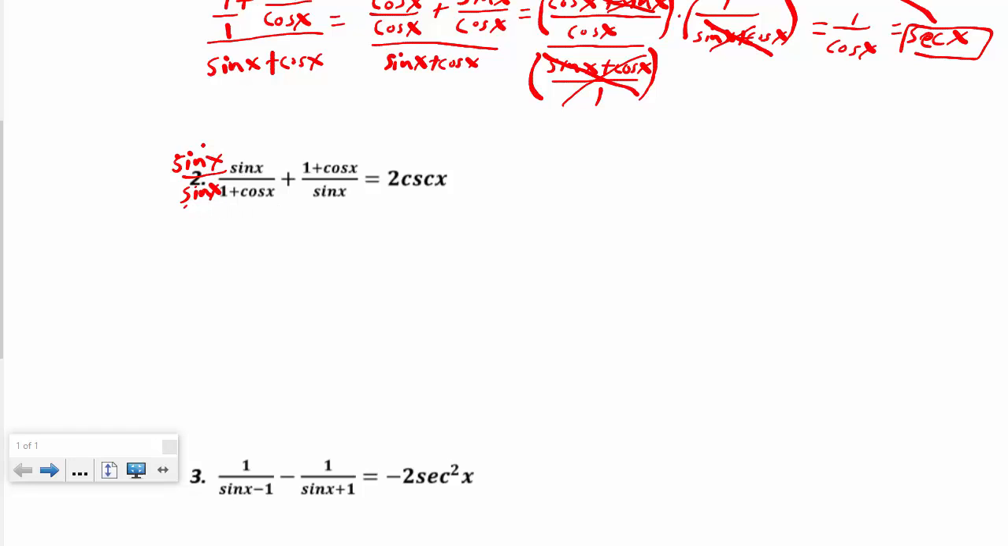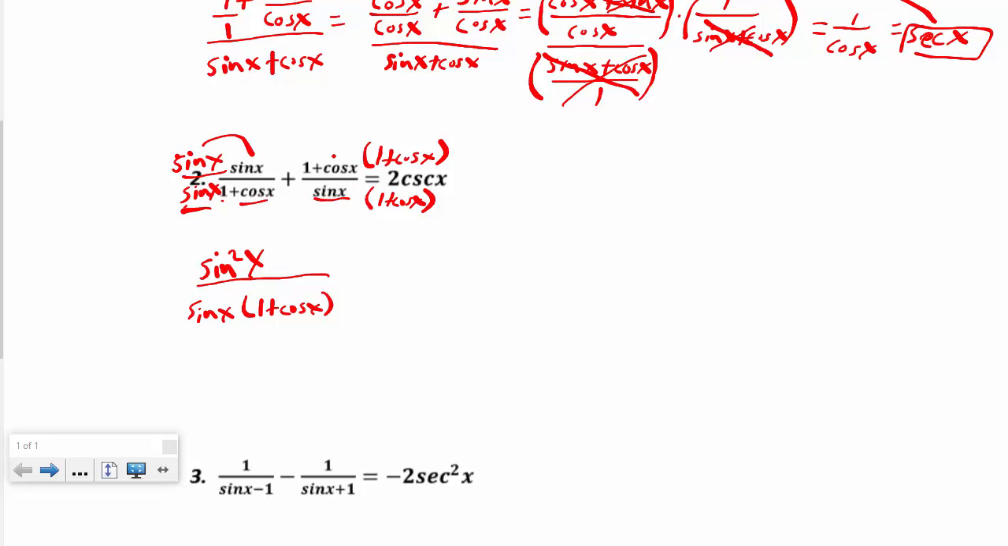So I have sine x times sine x. Let's multiply this in, and that's going to give me sine squared x. And here I'm going to have sine x times 1 plus cosine x. We're going to multiply this times this, and I get this. Now, I need a common denominator. I know that it's sine x times 1 plus cosine x, so here's already the sine x, so I actually have to multiply this by 1 plus cosine x. Over here, we're going to do that top and bottom as well, 1 plus cosine x.